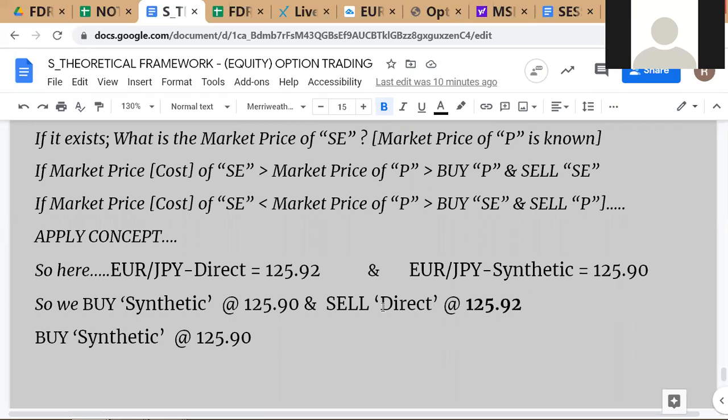So I may say sell euro yen at market. When I say that, the market might be 125.92, but by the time my order gets done, it may get done at 125.70. No guarantee. I can't say anything to the dealer because I did say sell it at market. This is clear, Siddharth? Yes, sir.